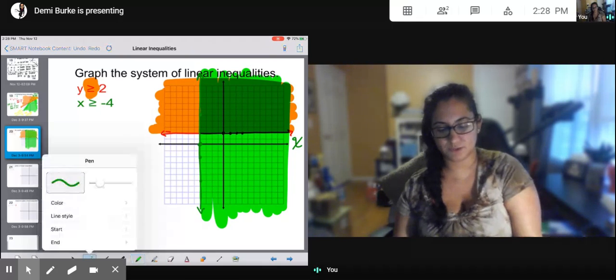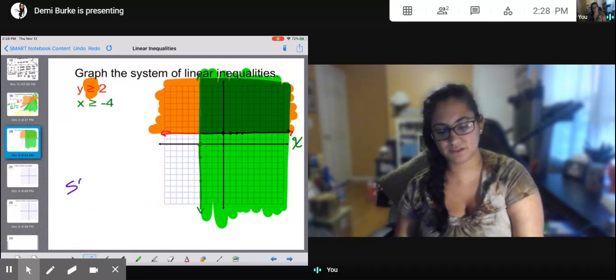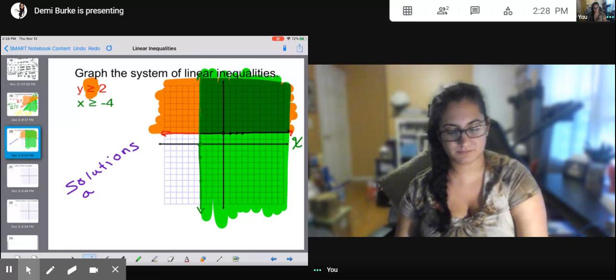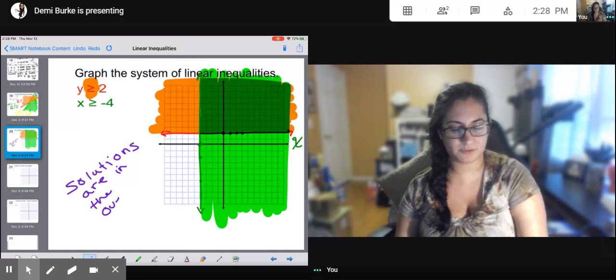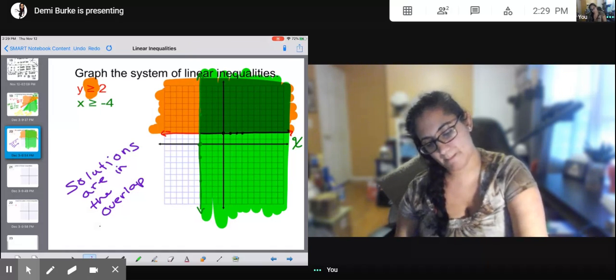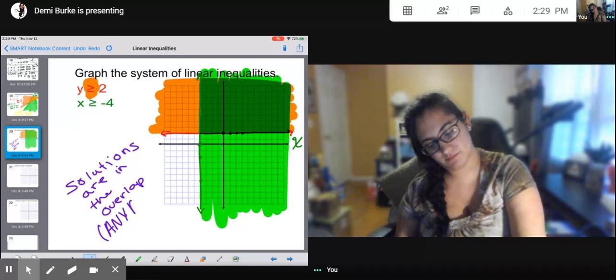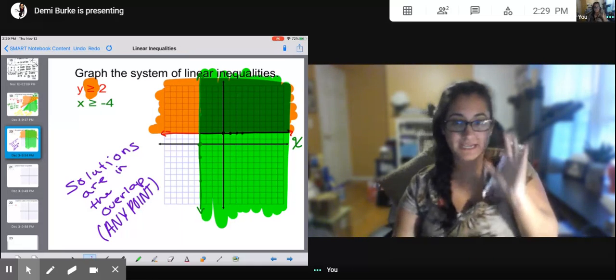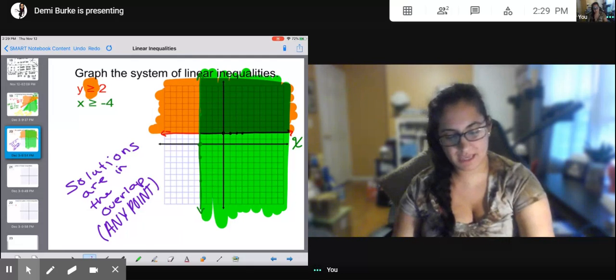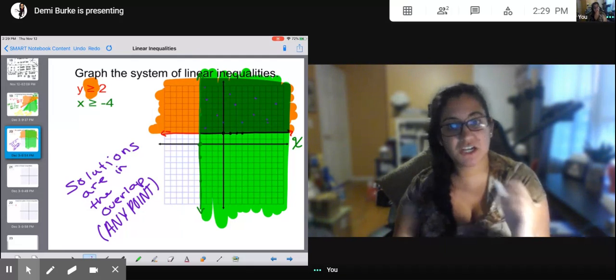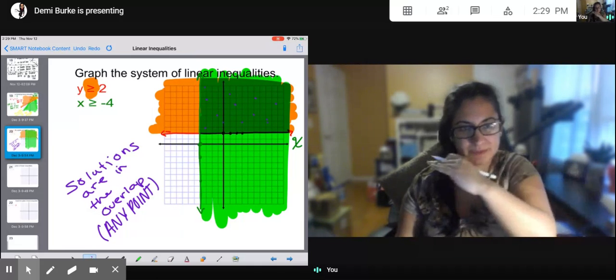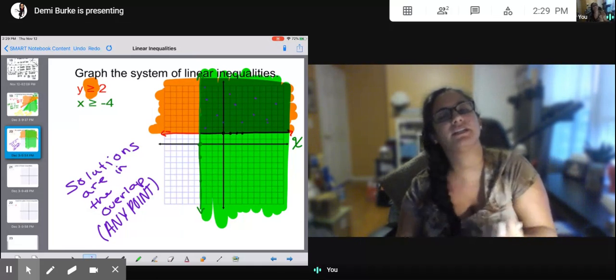Any of my solutions, let's do the solutions in purple this time. Any of my solutions are in the overlap. So any single point that is in that overlap, anything here, including on the dot on these solid lines, because they are solid, and solid lines mean that they are included.